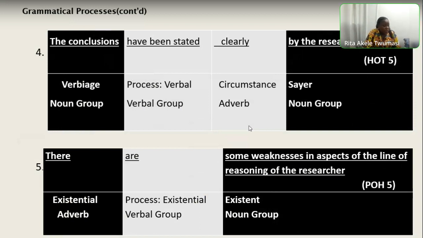Then the next one is the verbal process. Now, the verbal processes are processes of saying. We can have a sayer, a receiver, a verbiage, and recipient. In extract 4, the clause was cast in a passive voice, placing the verbiage, the conclusions, in theme position, and the sayer, the researcher, in rheme position.